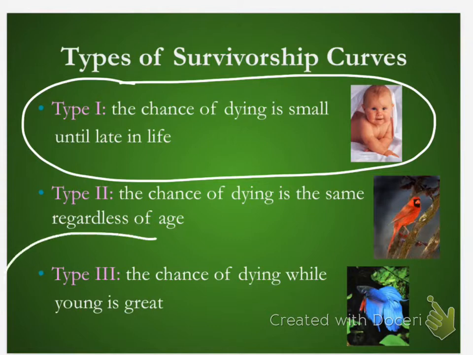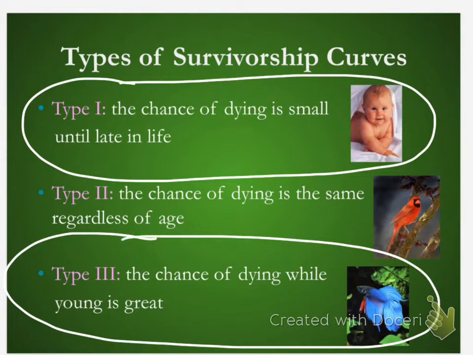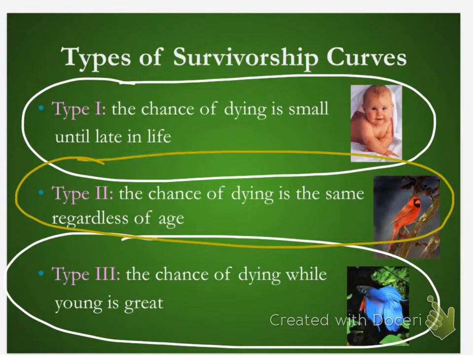In type 3 species, and yes, I am doing these out of order, most of the organisms that come into the world at the same time die young. Your chances of dying while you're young are very, very great. But if you make it through those early years, you have a high chance of surviving to a very ripe old age. And then you have these, the type 2s.